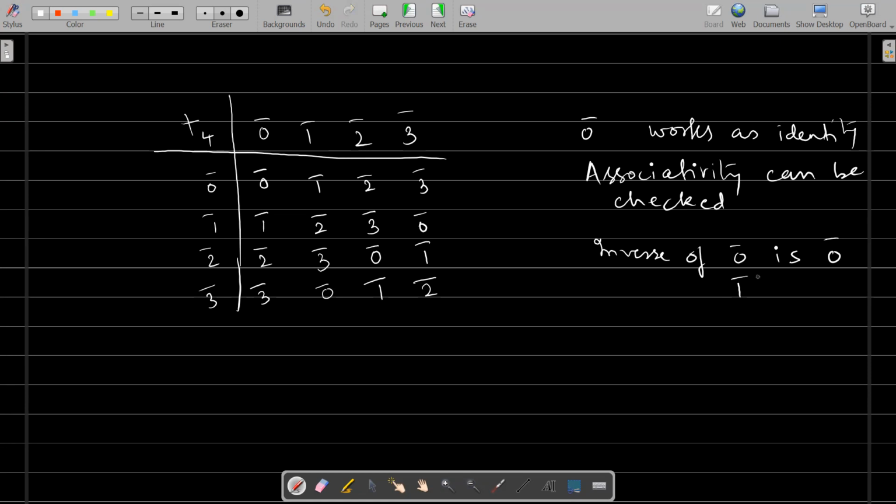The inverse of 1 bar, which you can read from the table: 1 bar plus what gives me 0 bar? 1 bar plus 3 bar gives me 0 bar. So the inverse of 1 bar is 3 bar, and therefore the inverse of 3 bar is 1 bar. The inverse of 2 bar is 2 plus what is 0? 2 bar. Yeah. So the inverse of 2 bar is 2 bar.